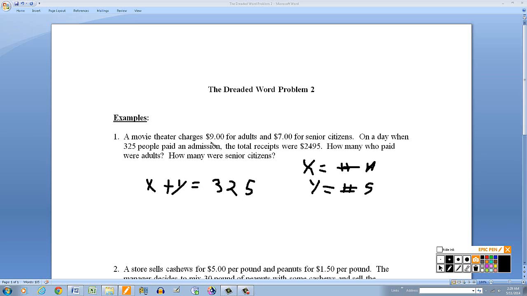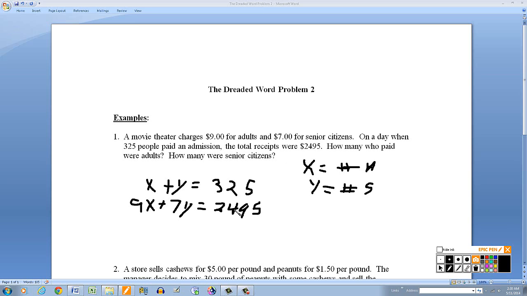Now, since the adults paid $9 per person and the seniors $7 apiece, if I take 9 times the number of adults and then add to that 7 times the number of seniors, that should give me the total receipts, which they tell me is $2,495. So this should equal 2495. Okay, so that's your system of equations.